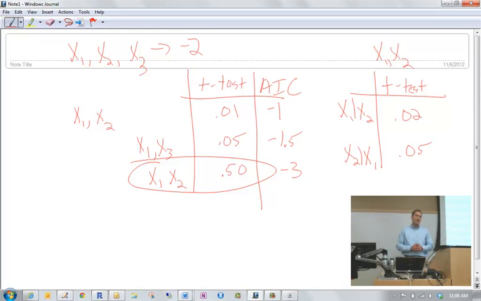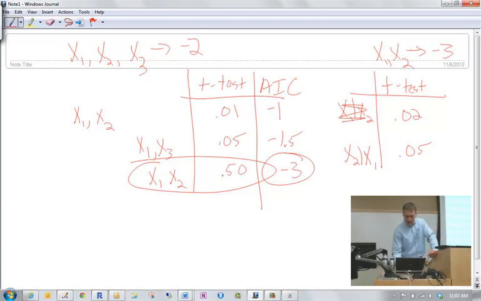The model that has only X1 and X2 in it. So what this says is, let's remove X3. Then I go now to a situation where I look at a model that has X1, X2 in it only. It has an AIC of -3.